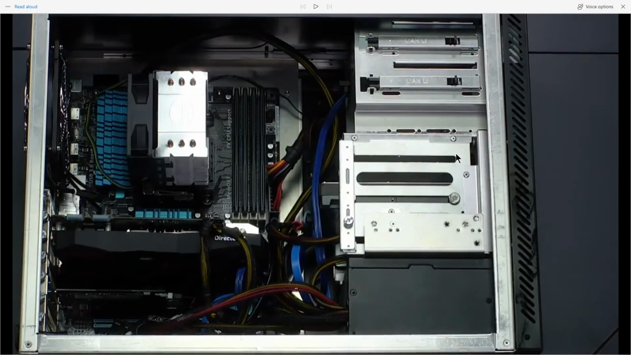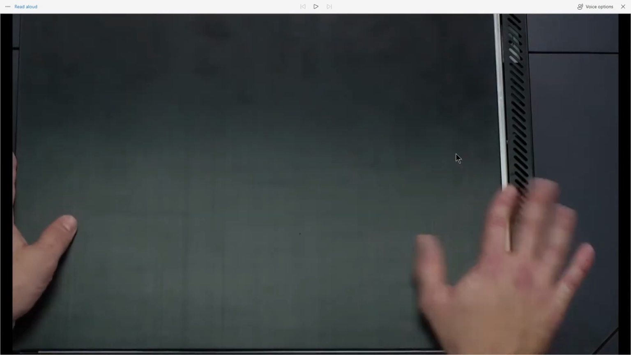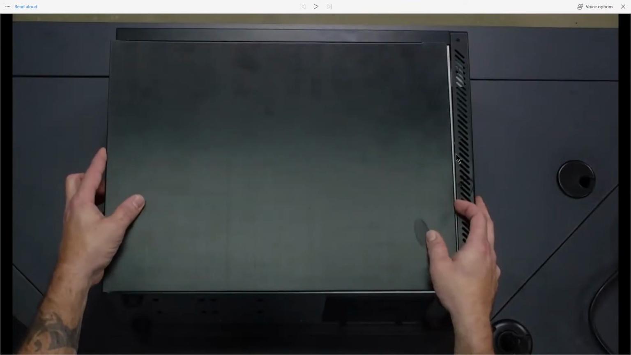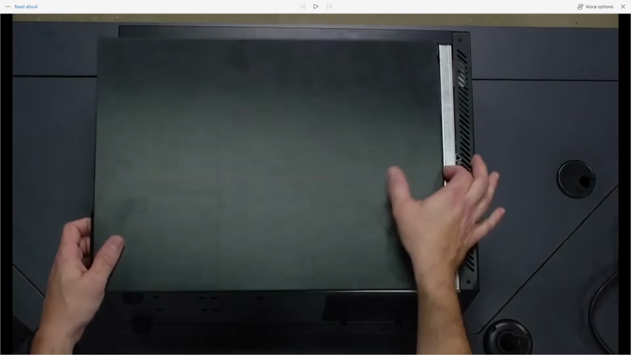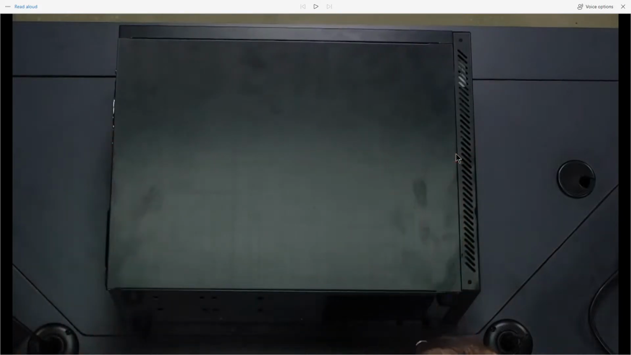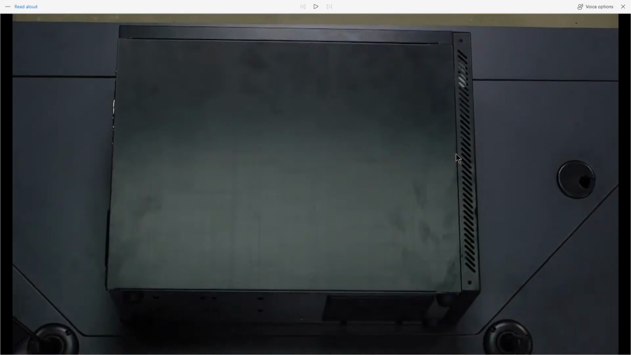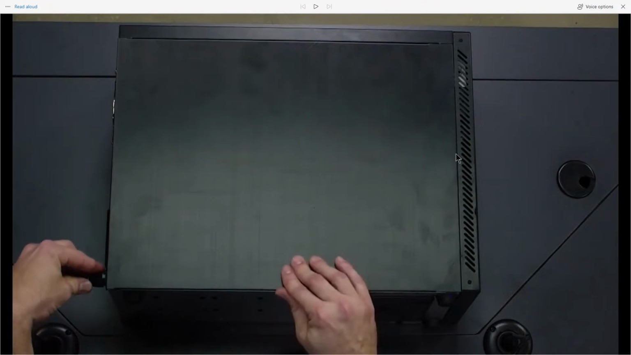One of the last things that we have to do is just replace the system case cover. And once that is done, we can go ahead and plug in our main power connector on the back. And then the last thing to do is just to restart your PC.